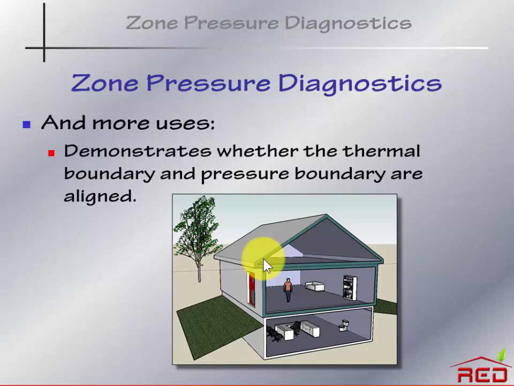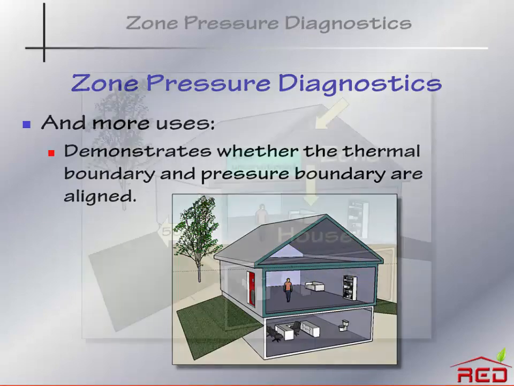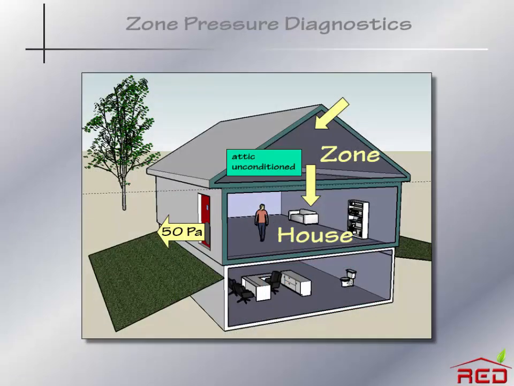So ZPD can be used here to confirm that the thermal boundary and the pressure boundary are aligned. What we are doing with zone pressure diagnostics is choosing a zone within the house. In this case, it's the attic in this example. The house is being depressurized, as shown in this illustration, or pressurized, makes no difference, with the blower door test. But rather than measuring the whole house leakage as our final result, although we do get that as part of the process, we are determining the leakage through each of the pressure boundaries of the zone.